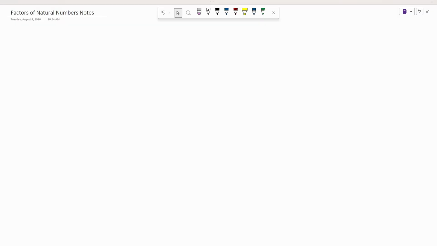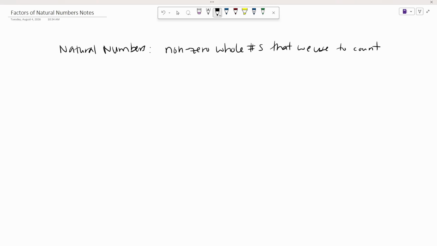Welcome back. Today we'll be talking about factors of natural numbers. So let's start by defining what a natural number is. Natural numbers are non-zero whole numbers that we use to count, starting with 1, 2, 3, 4, and we can go on forever and ever.